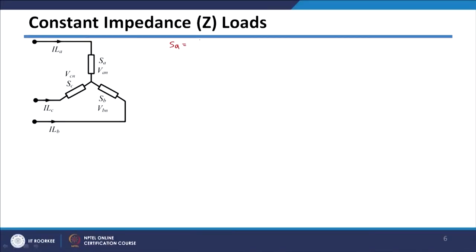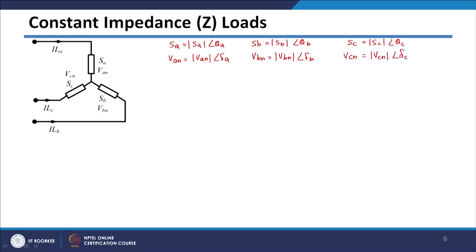In this case, again I will be taking your SA, which will be equal to SA magnitude and its angle will be theta A. SB will be equal to SB magnitude and angle will be theta B, and SC will be equal to SC magnitude and angle will be theta C. And the voltages we have already seen: VAN and its angle is delta A, VBN and its angle is delta B, and VCN is equal to VCN magnitude and its angle is delta C. Now, these are, say, the actual voltages here.